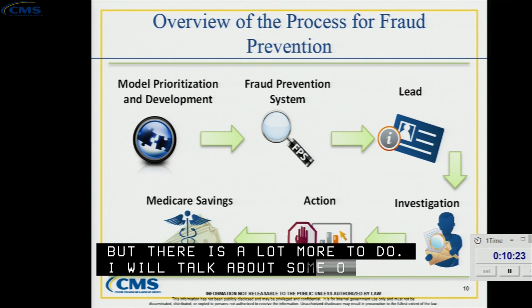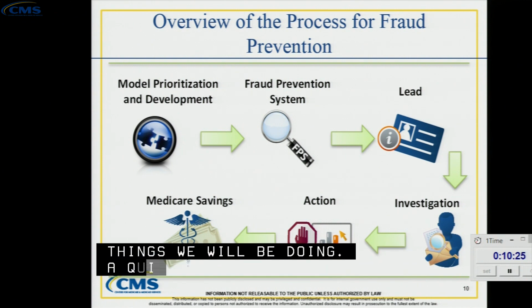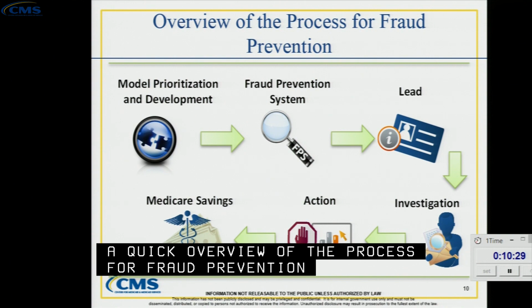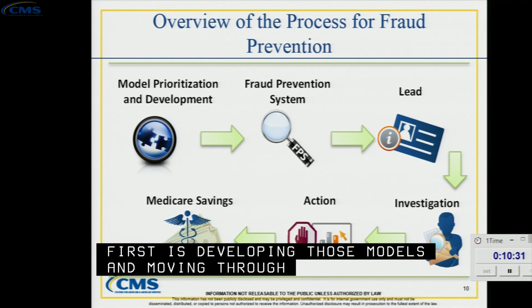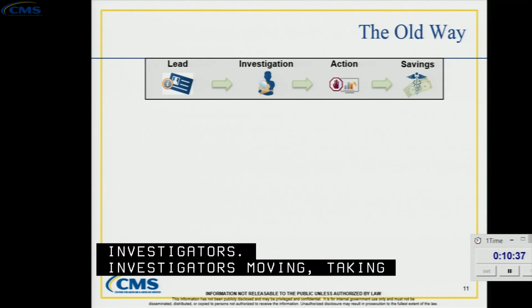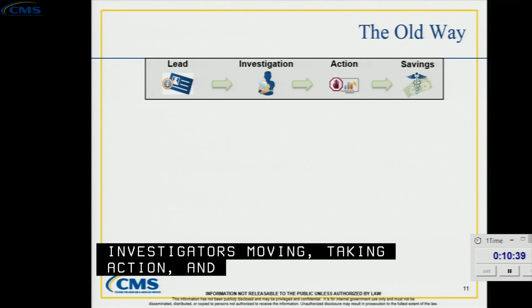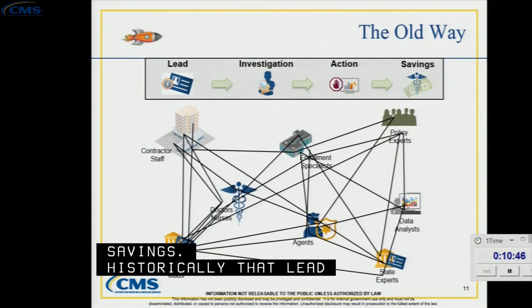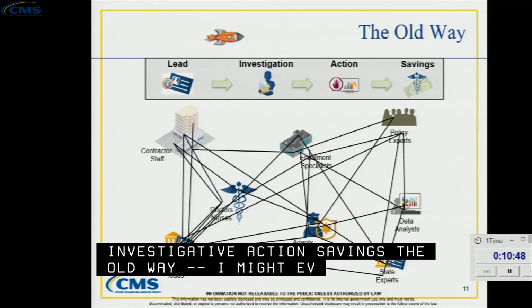The first is developing those models and moving through the fraud prevention system, generating those leads for investigators, the investigators moving, taking action, and then getting ultimately to the Medicare savings. Now historically, that lead, investigative, action, savings, the old way, and I think I might even have a little rocket in here that kind of goes slow. Look how slow that rocket is, right?